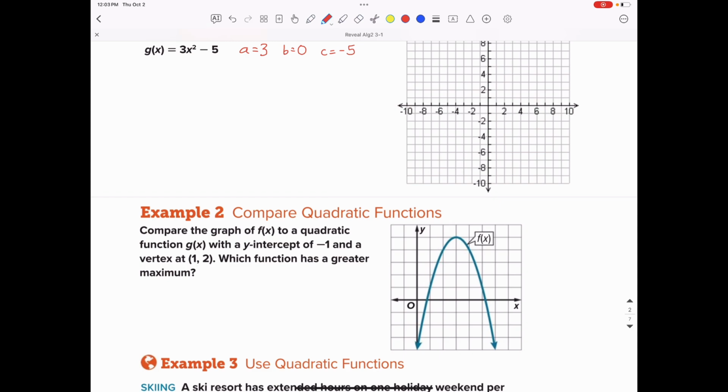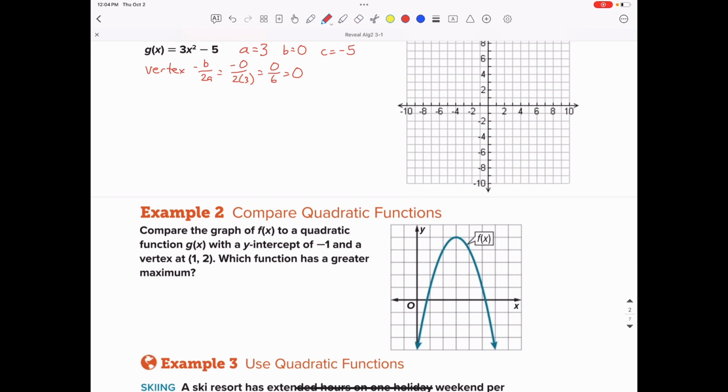So we will do our vertex. Do you remember what the vertex formula is? The vertex formula is -b over 2a. So that will be -0 over 2 times 3. And 0 divided by anything, it's 0 divided by 6 is just 0. So that is the x value of the vertex.